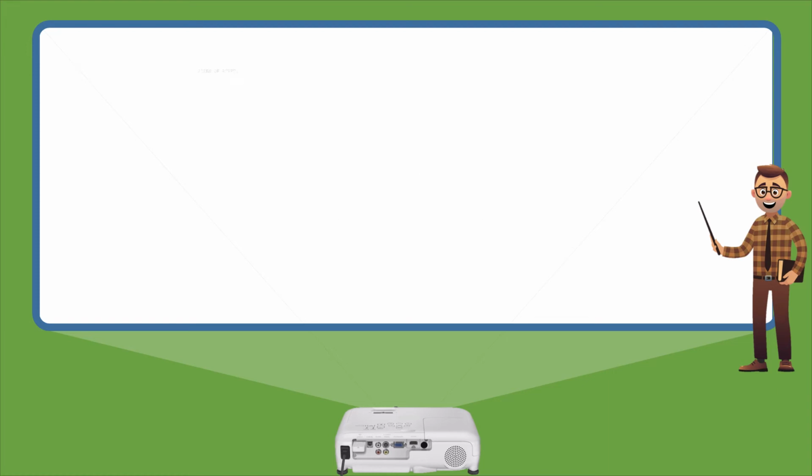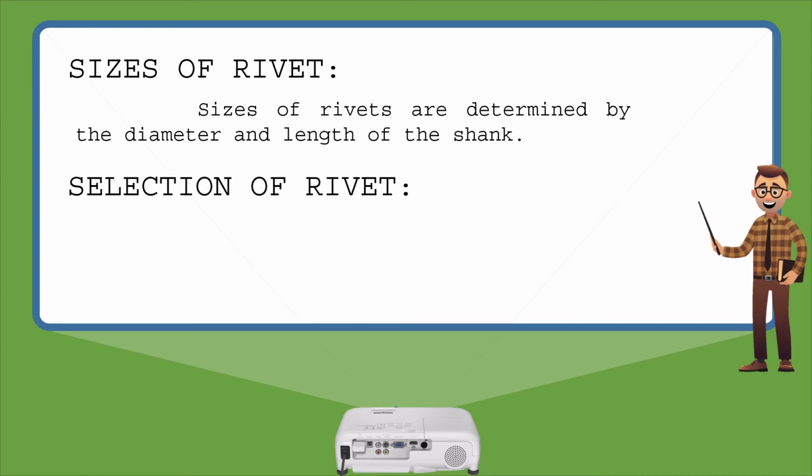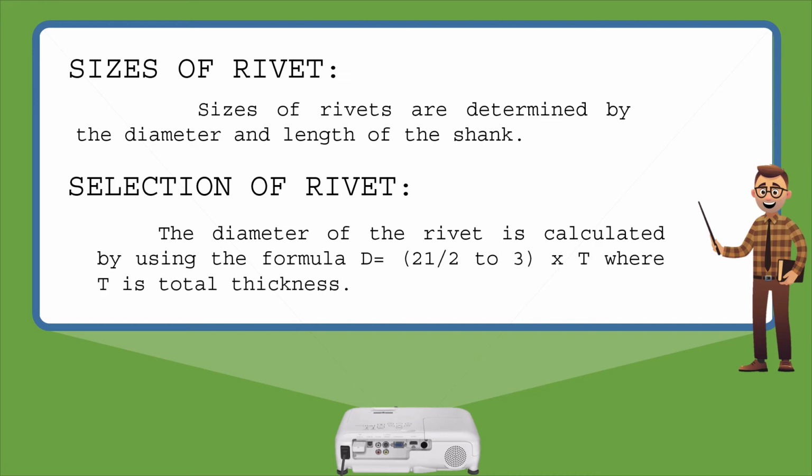Next heading is sizes of rivet. Sizes of rivets are determined by the diameter and length of the shank. And the next topic is selection of the rivet. The diameter of the rivet is calculated by using the formula D equals 2 to 3 times T, where T is the total thickness.